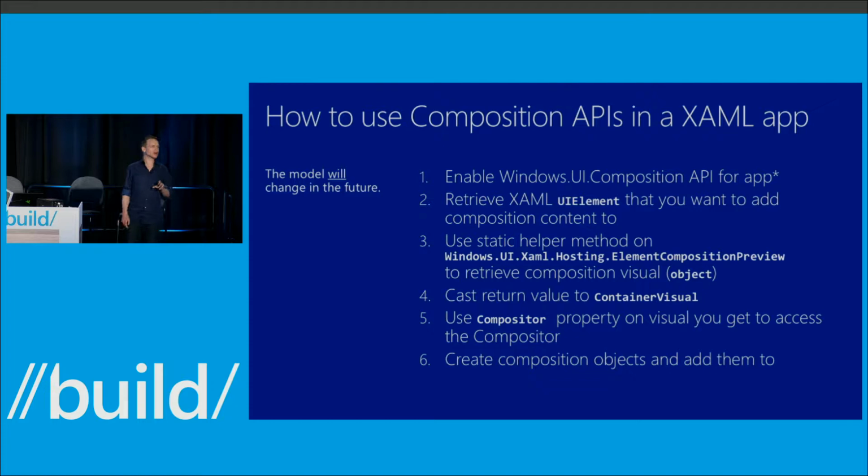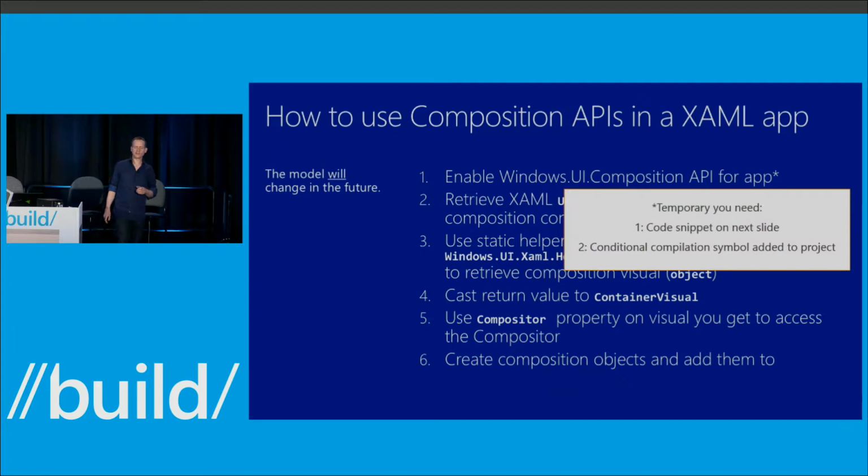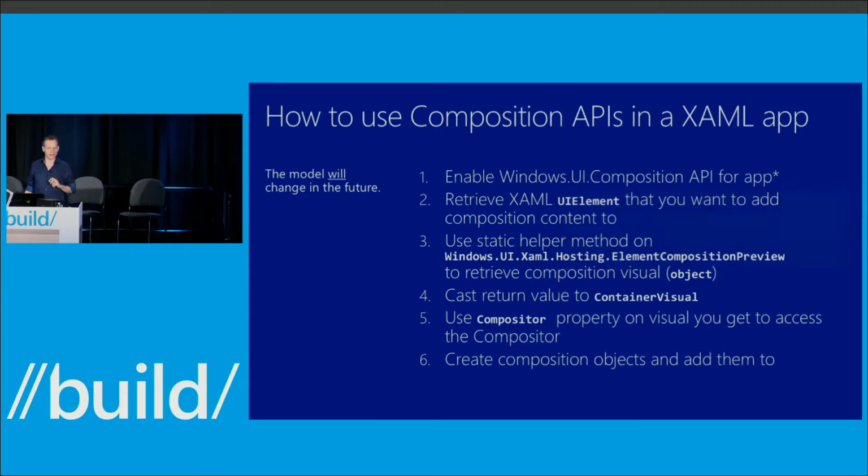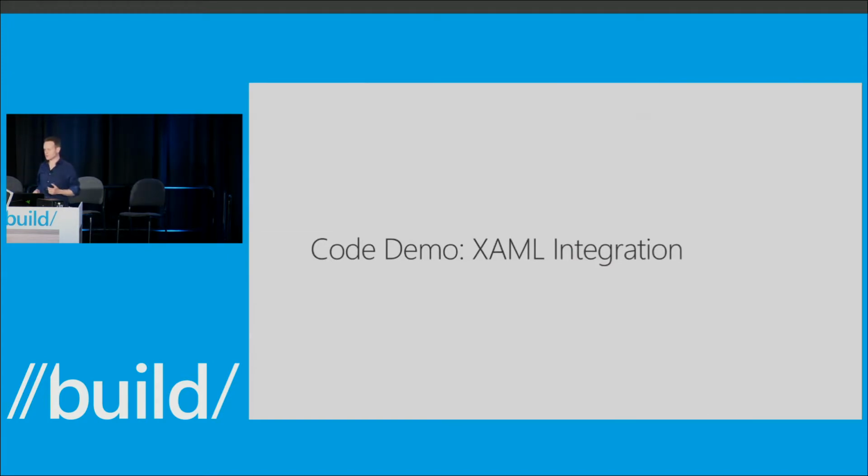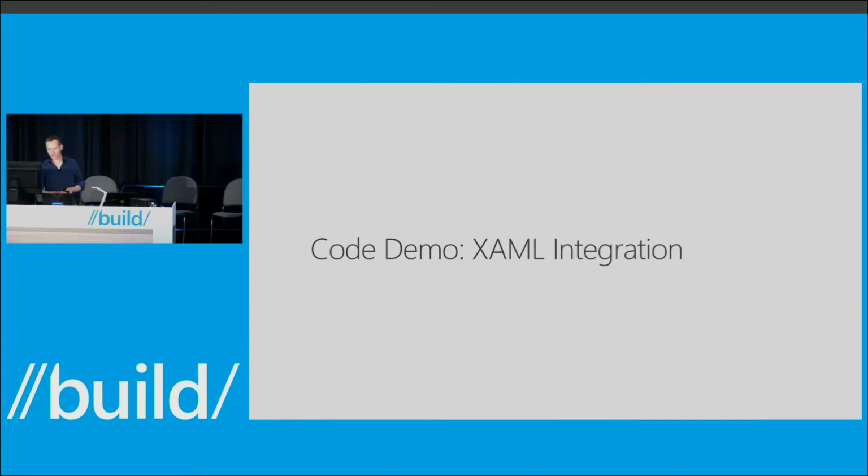This slide tells you how to get at the composition layer in a XAML app. If you're interested in actually trying this, I would highly recommend you download this deck. There's a whole bunch of hidden slides with code samples that you can grab and paste directly into your app. There is a special thing you need to do right now, and that is enabling the composition layer support in your XAML app. It's not much code. You paste it in, you'll be good to go. It's in the deck, so I'm not going to show it right now. What I am going to show right now is how this works. So let's jump back to our demo laptop once more.